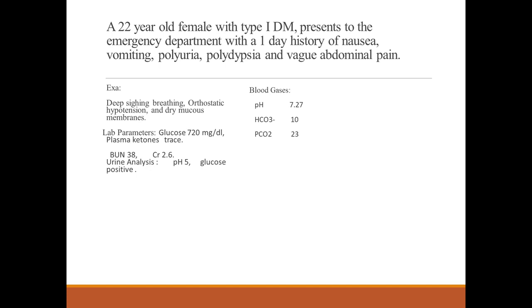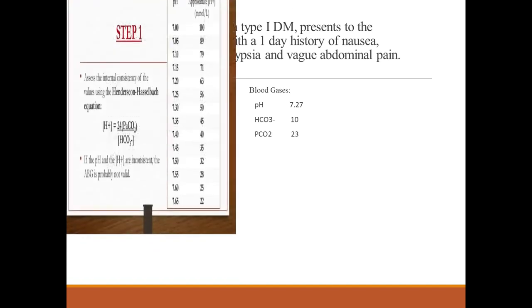So let's have a look. Is it valid with internal consistency or not? Then we will see the other aspects. When we try to see the internal consistency, we use this formula: the hydrogen ion concentration is equal to 24, which is standard, times PCO2 of the patient divided by bicarbonate. When we put these values, we find the hydrogen ion 55.2, and this corresponds over here to almost 7.3 pH, which is very near to 7.27. So this is internally consistent.